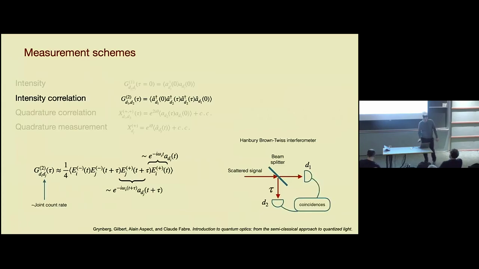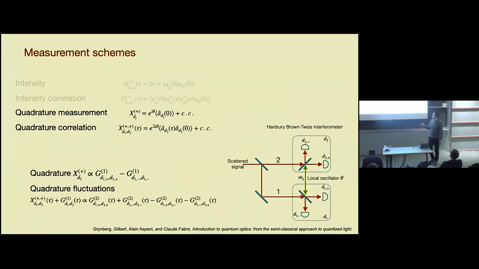Then the next order is basically the G2 correlation function, and this is a four-point correlation function of the electric field. And roughly, this can be understood as a joint photodetection rate, which measures coincidences in photon arrival, basically at the two detectors with potentially some additional time delay tau.